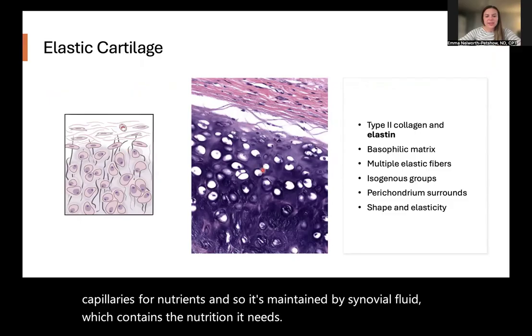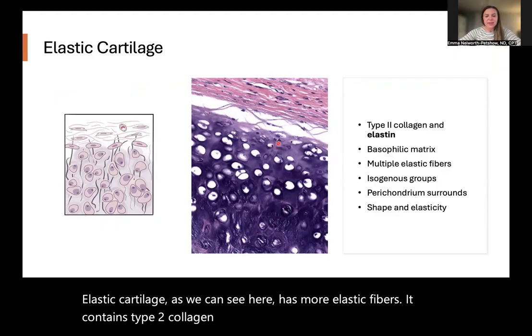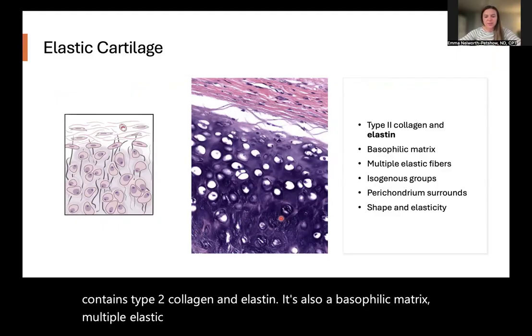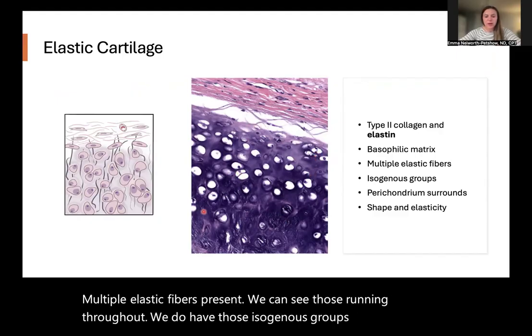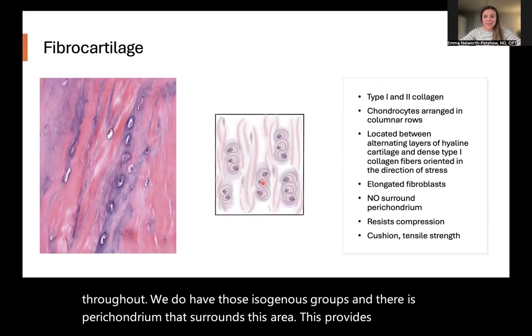Elastic cartilage, as we can see here, has more elastic fibers. It contains type 2 collagen and elastin. It's also a basophilic matrix, with multiple elastic fibers present. We can see those running throughout. We do have those isogenous groups, and there is perichondrium that surrounds this area. This provides both shape and elasticity.